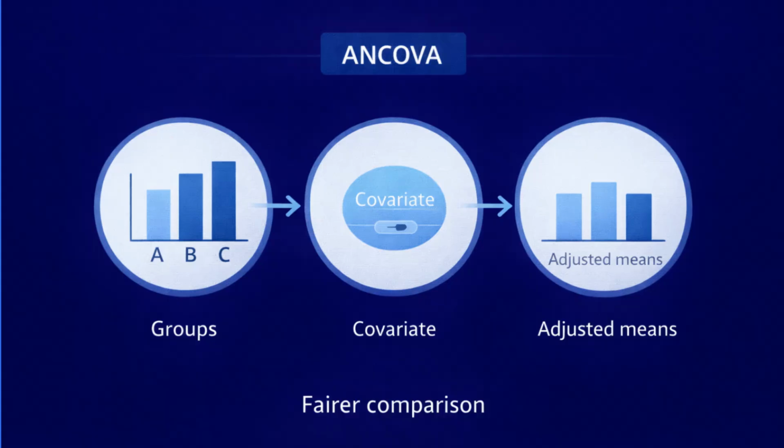ANCOVA is used when a study needs to compare group means on a numeric outcome, while also accounting for another factor that could be influencing that outcome. It is chosen when the research problem and literature gap point to differences across groups, but the field recognizes that the groups may not be starting from the same place. Instead of pretending those differences do not exist, ANCOVA adjusts for them so the comparison is more fair.